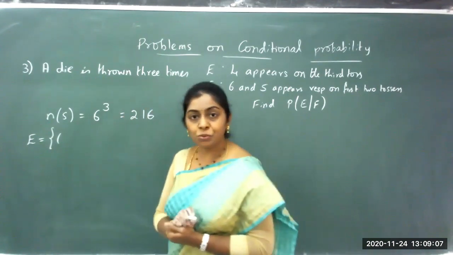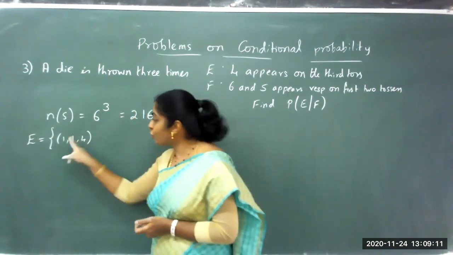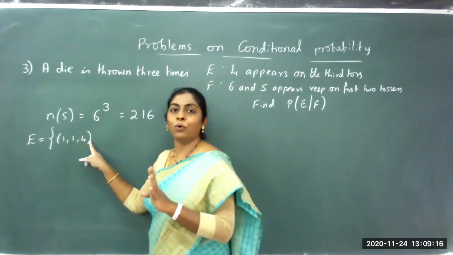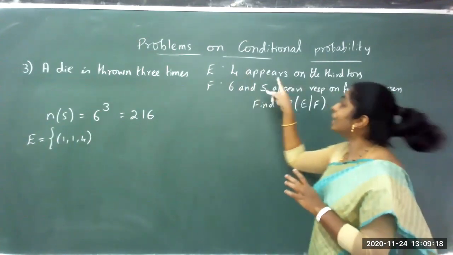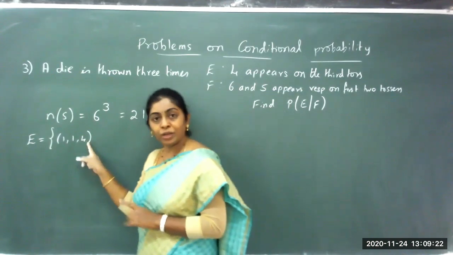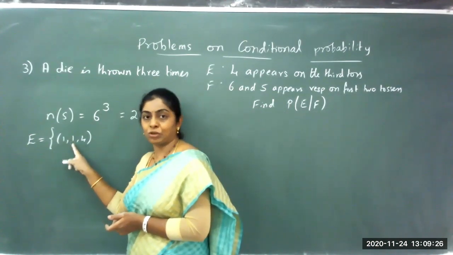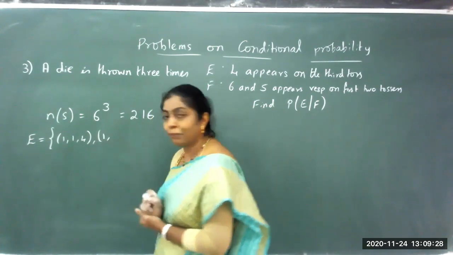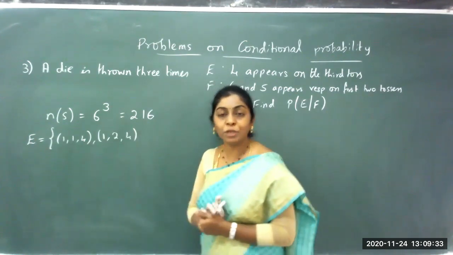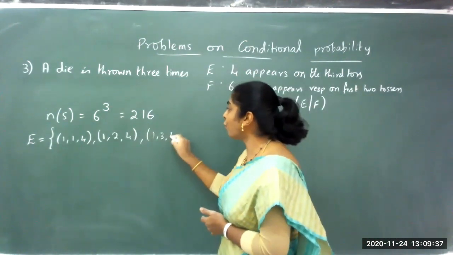I consider the first one where I have 1, 1, 4. On the first two dice, I'll have 1, 1, and the third one, 4, because event E says that 4 should appear on the third one. So the third one I'll keep as 4, whereas the other two I have to keep changing. In the next condition, first one is 1, second one is 2, but the third one remains 4 because event E requires 4. Then the next one, 1, 3, 4.